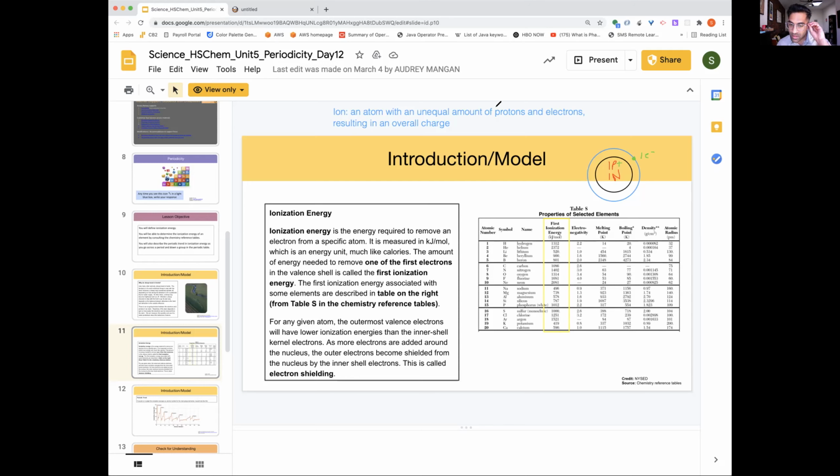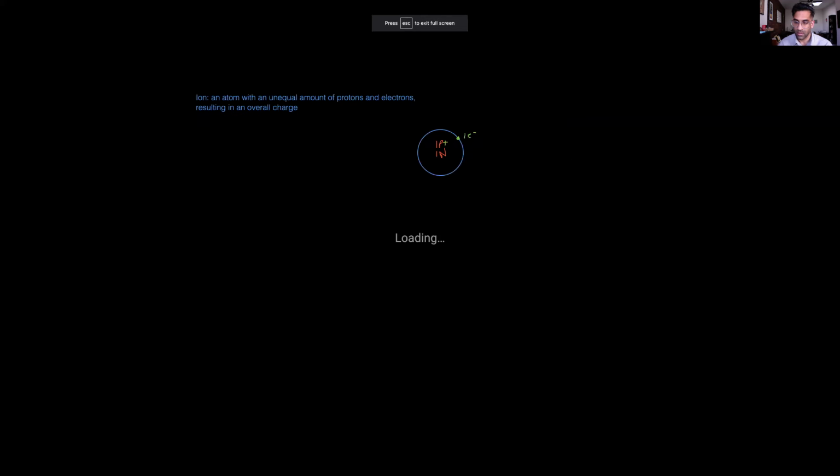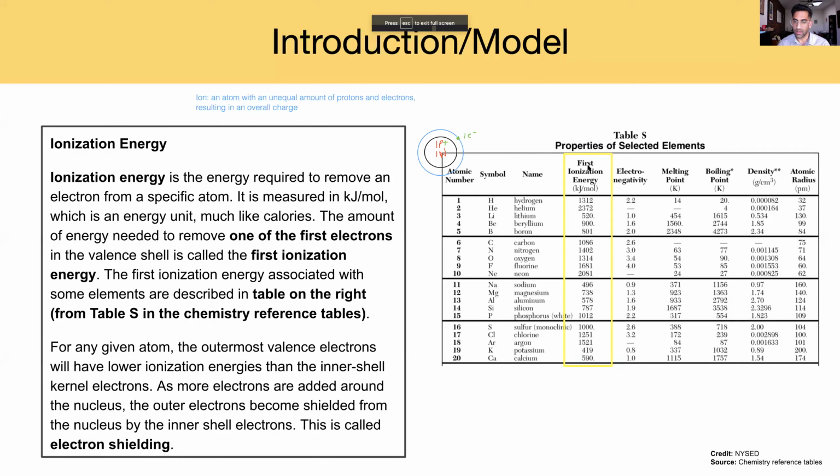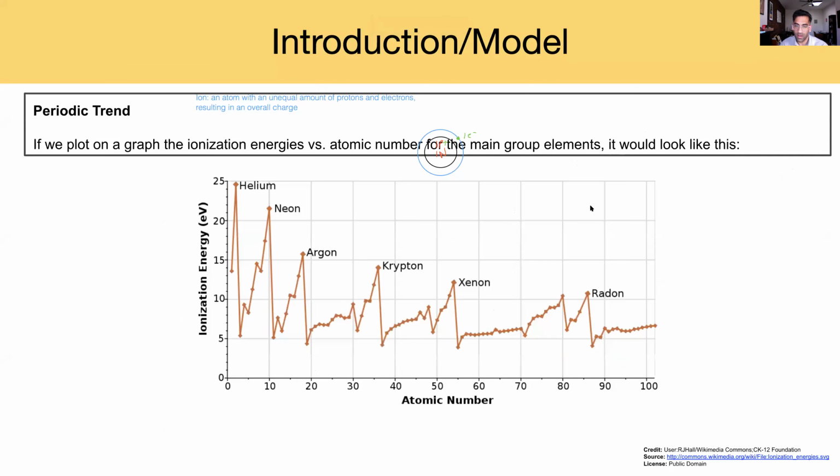The ionization energy is the amount of energy required to remove an electron. And hopefully we can see here, and I'm going to zoom in a little bit. Let me present this screen. Okay, so if we look here, as we go across, sorry, I'm going to go back one slide.